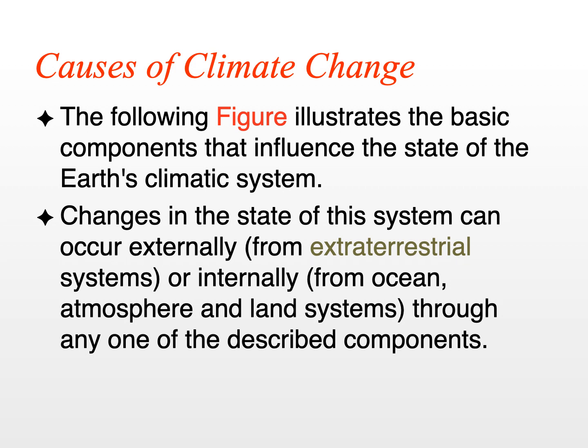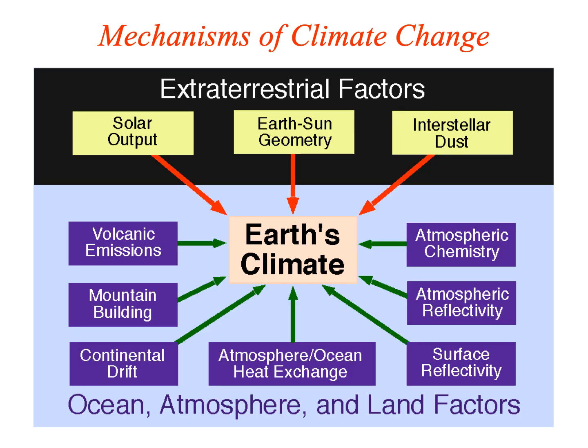I'm going to present a model of these mechanisms and suggest that we can categorize them either as being extraterrestrial factors or factors that operate within the Earth's ocean, atmosphere, and land surface. So let's begin by just briefly talking about some of these extraterrestrial factors. The most obvious factor that could change the Earth's climate is changes in the sun's output of solar radiation.